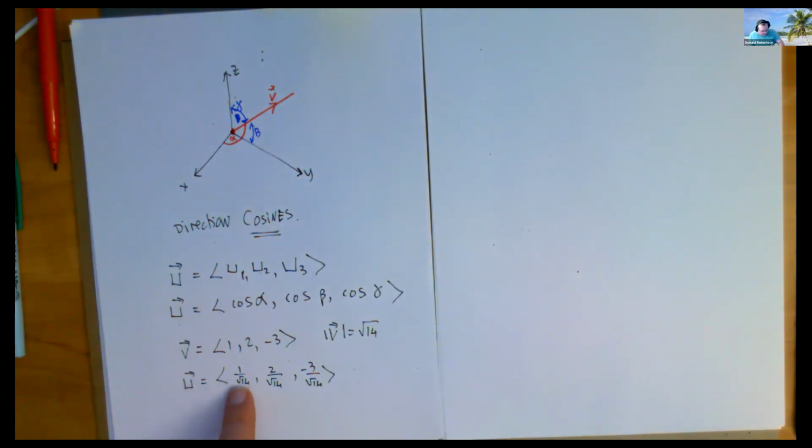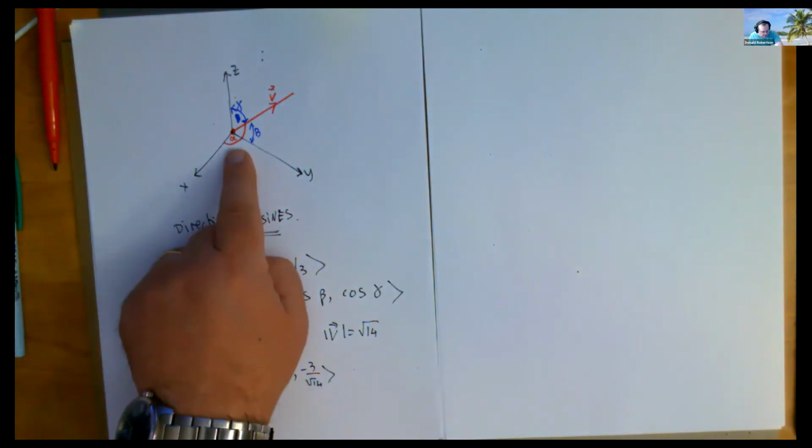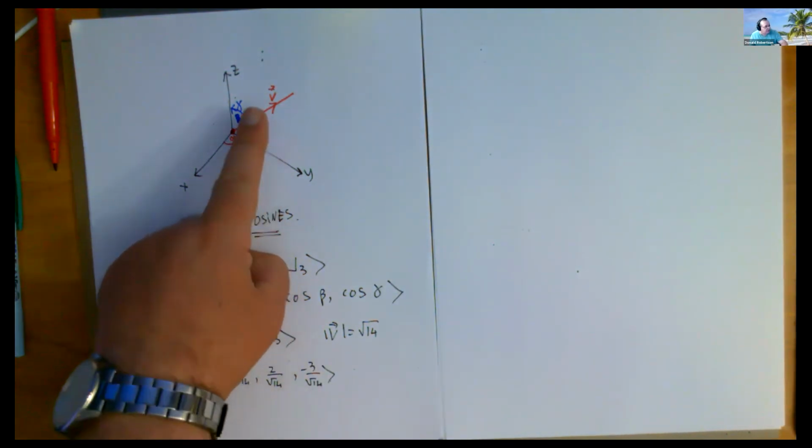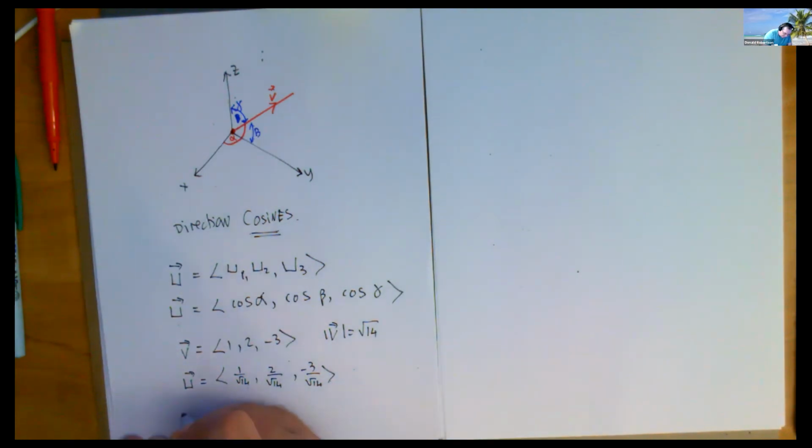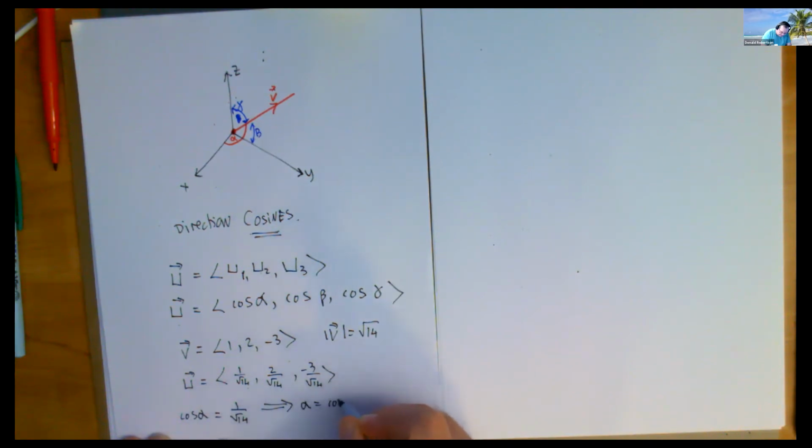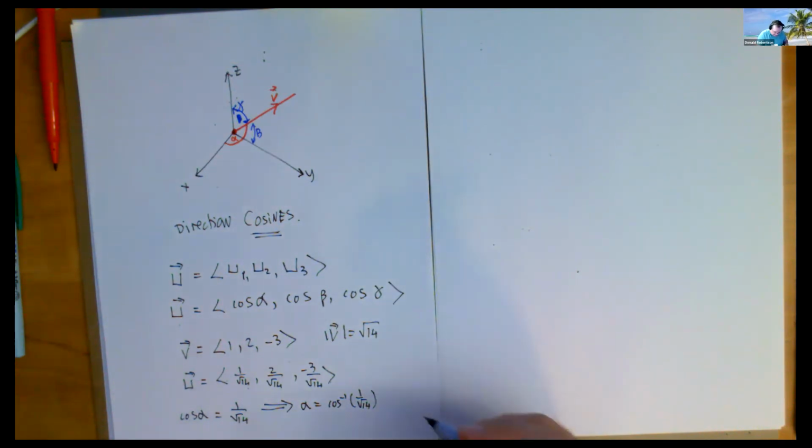I can now use these three values to find the size of angle alpha, angle beta, and angle gamma. For example, the cosine of alpha is that value, which means that alpha is the inverse cosine of 1 divided by the square root of 14. And it's about 74.5 degrees, roughly.